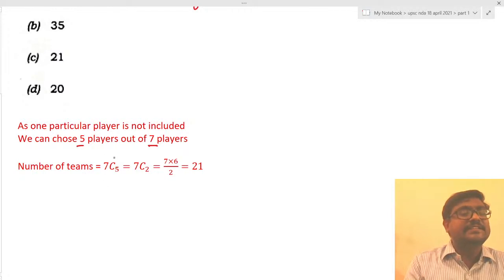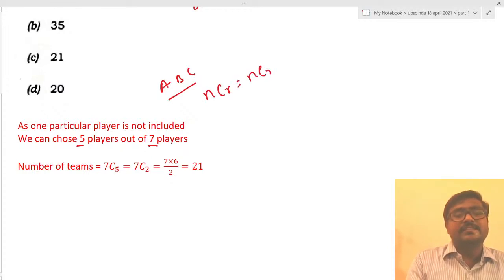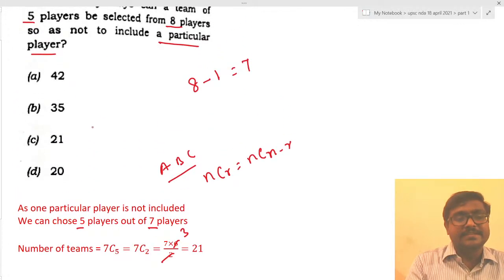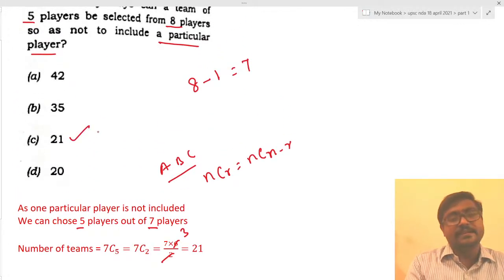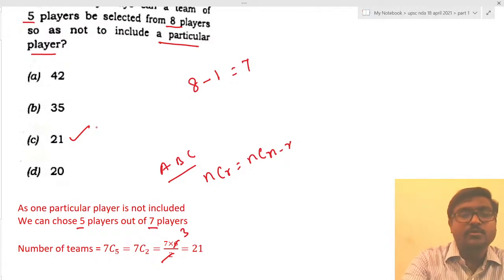So we can form 7C5. It's coming in combination, right? The order of occurrence will not change the team. A, B, C, whatever the order you choose, you are going to get the same team, so it is a combination. So we'll choose 7C5. What is the formula? nCr equal to nC(n minus r). We know that formula. So 7C5 can be written as 7C(7 minus 5), so it becomes 7C2. So 7 into 6 by 2 factorial. When you cancel this, 3 into 7, 21 teams we can form satisfying this condition. So option C is the right answer for this question. Next, we will move on to the next question.